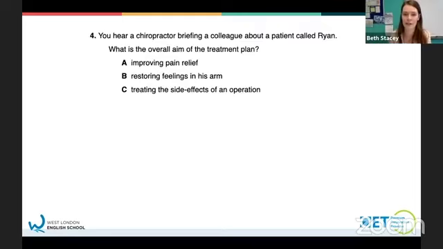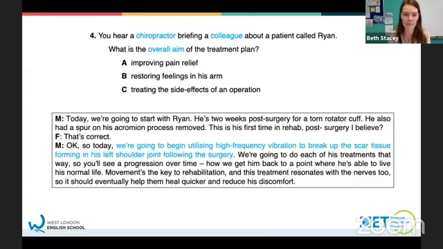All right, let's go through the answers here. With our first one, it was a chiropractor talking to a colleague about a patient. Our question was the overall aim, so we're listening for gist here. And what the chiropractor said was, we're going to begin utilizing high frequency vibration to break up the scar tissue forming in his left shoulder joint following the surgery.